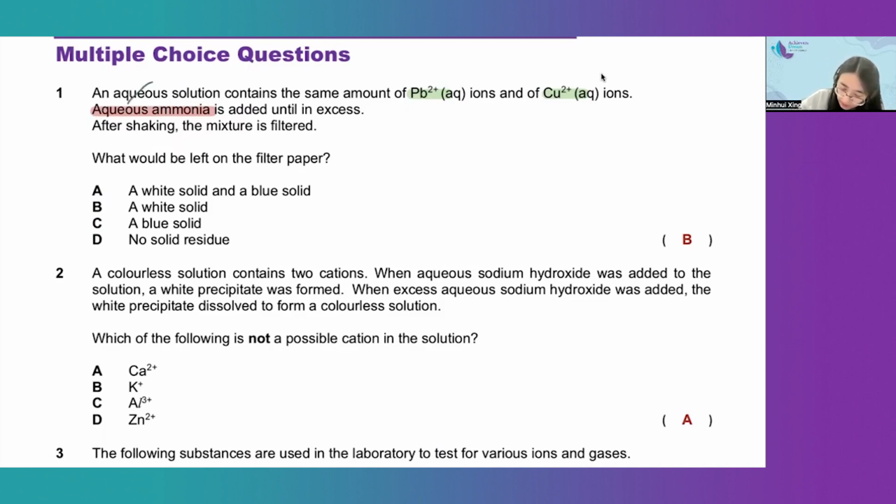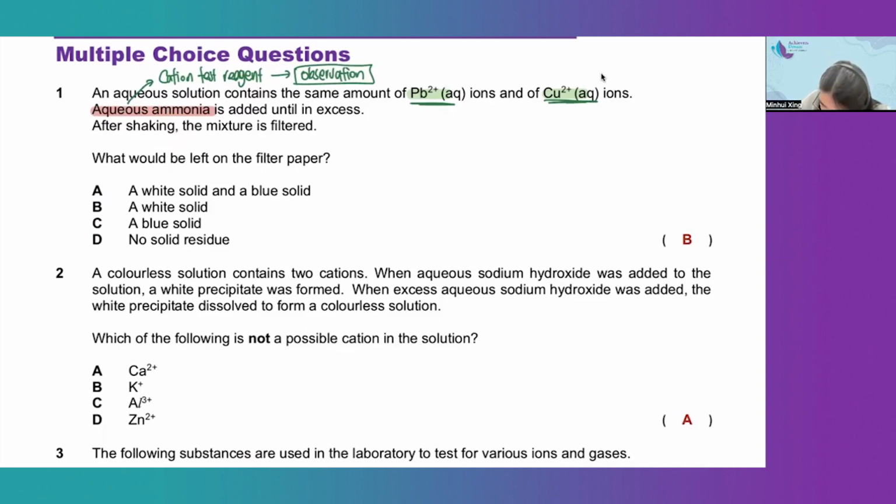So for this question, first we need to identify that aqueous ammonia is a cation-based reagent. And now we need to look at the observation when it is added in excess for Pb2+ ion and Cu2+ ion. So I want to remind all the students to memorize the observation for the cations.